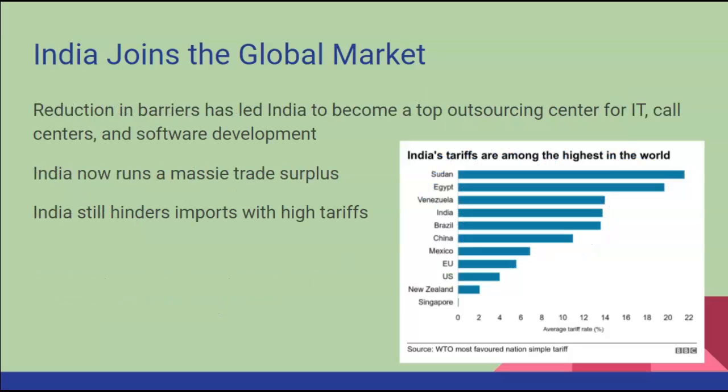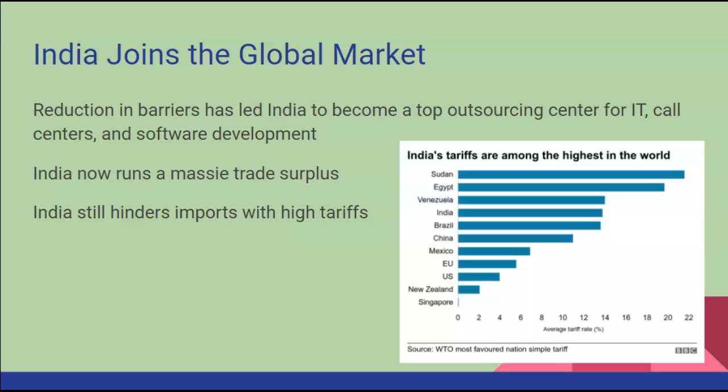The help of the IMF and the reduction in barriers helped India to become a top outsourcing center for IT, call centers, and software development. Outsourcing is when a business will buy a specific service from another business or from a group of workers in another nation where the labor is cheaper.